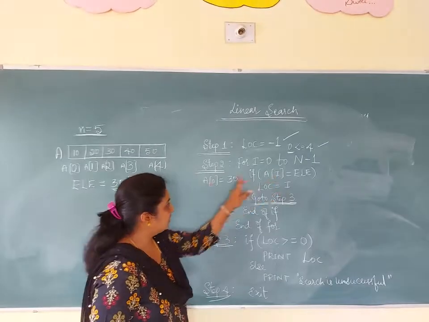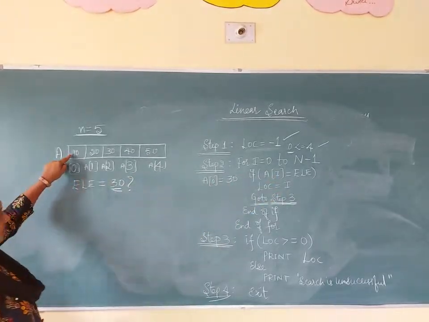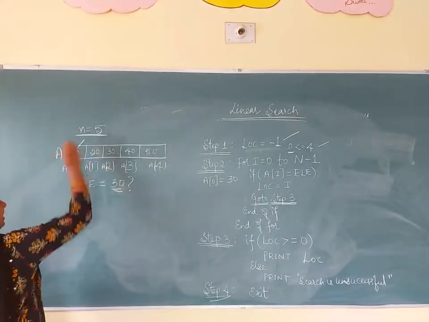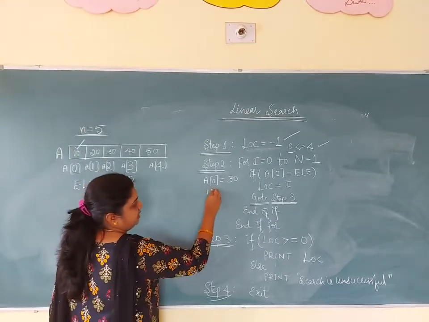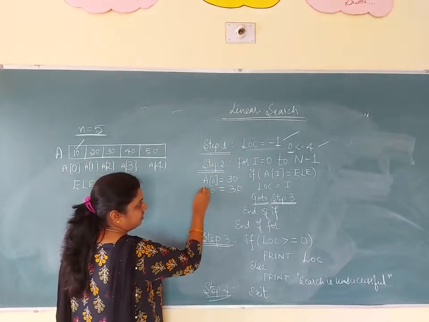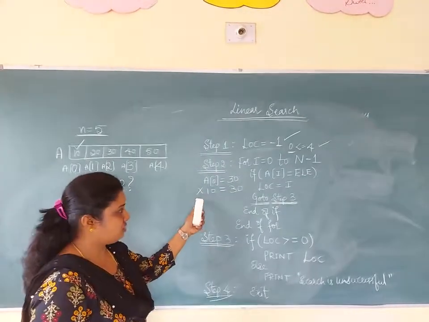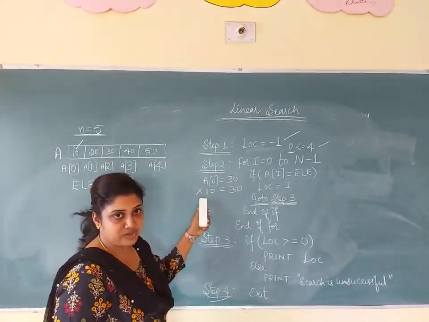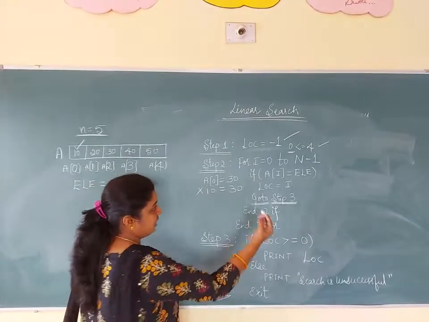So in A of 0, which element am I having? 10. I am having the element 10. 10 is equal to 30? No, 10 is not equal to 30. The condition does not satisfy. The condition is wrong. It is not equal to 30. Again, what will it do?